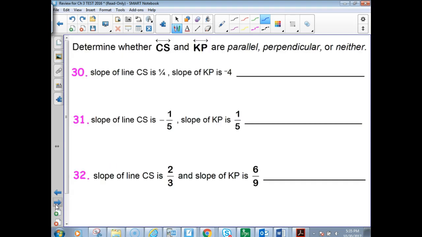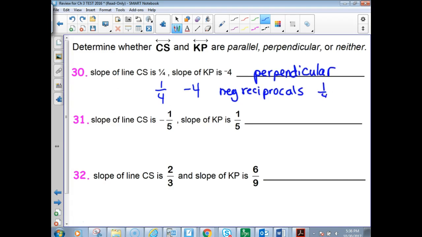Determine whether lines CS and KP are parallel, perpendicular, or neither. Line CS has a slope of 1/4, and line KP has a slope of -4. Two ways to look at this. 1/4 and -4 are opposite in sign, and they are negative reciprocals. They are also flip-overs of one another. Therefore, the lines would be perpendicular. Another way to look at it is 1/4 times -4 is -1. That's another way to tell.